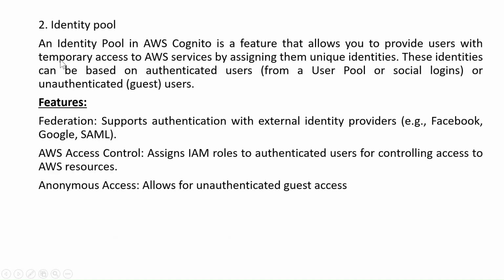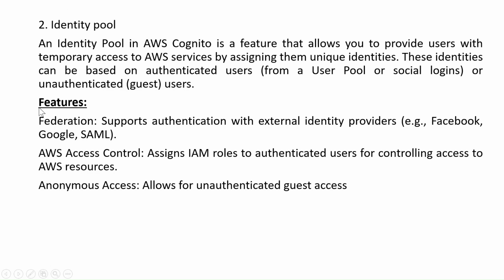Now let's see what is an identity pool. An identity pool in AWS Cognito is a feature that allows you to provide users with temporary access to the AWS services by assigning them unique identities. These identities can be based on the authenticated users from the user pool or the social logins, or unauthenticated, like guest users.